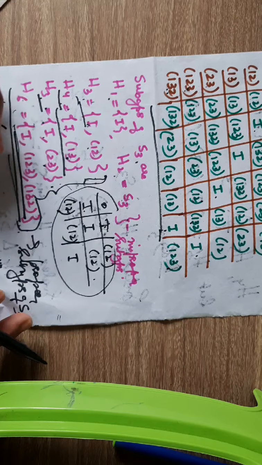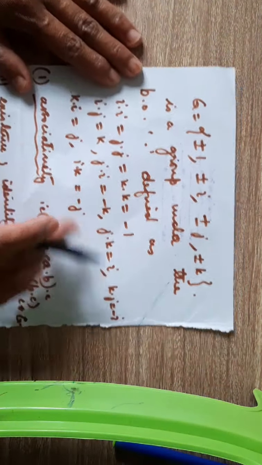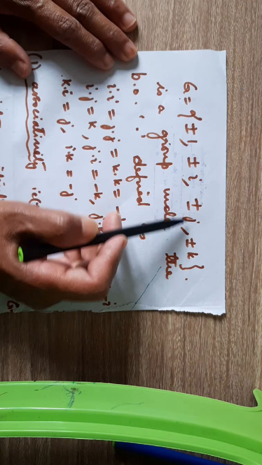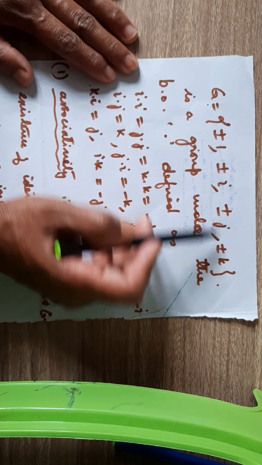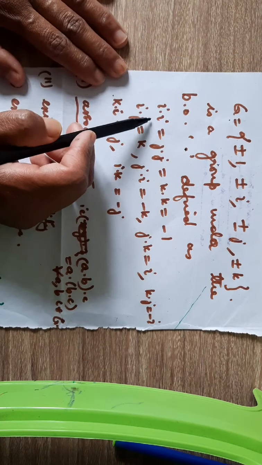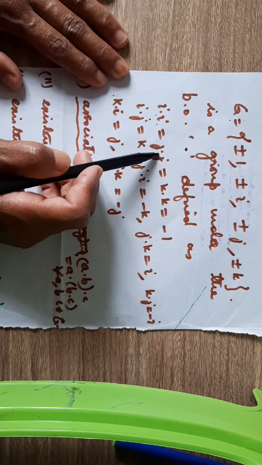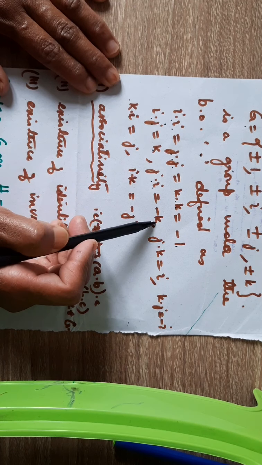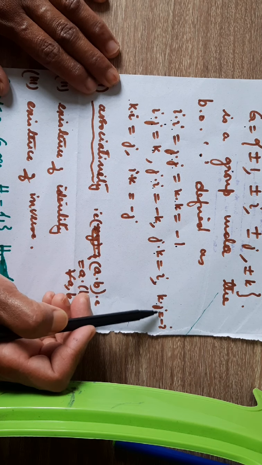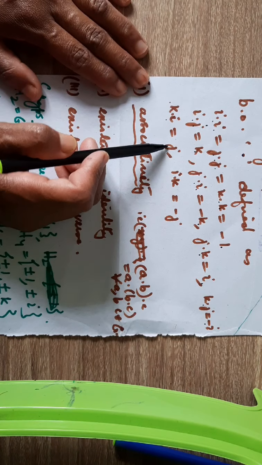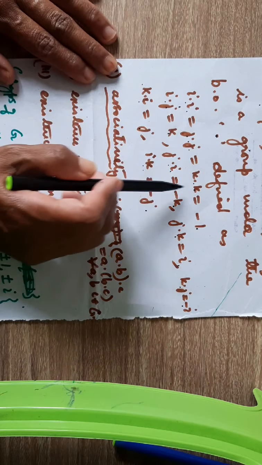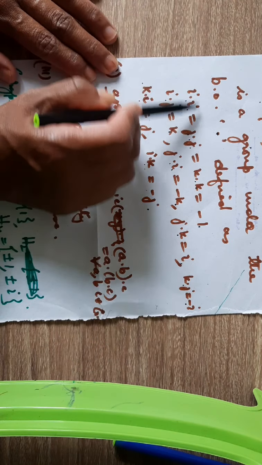Now I'll give you one more example related to normal subgroups. Consider this group G, which contains the elements plus or minus 1, plus or minus i, plus or minus j, plus or minus k. Then we know that this will be a group under the binary operation defined as follows. i dot i is the same as j dot j, which is equal to k dot k, which is minus 1. i dot j is equal to k, j dot i is minus k, j dot k is equal to i, k dot j is equal to minus i, k dot i is equal to j, i dot k is equal to minus j. So this forms a group under the binary operation defined in this way.